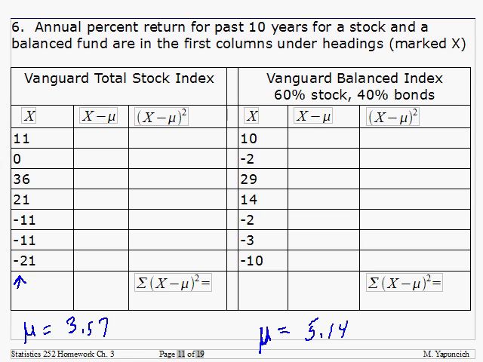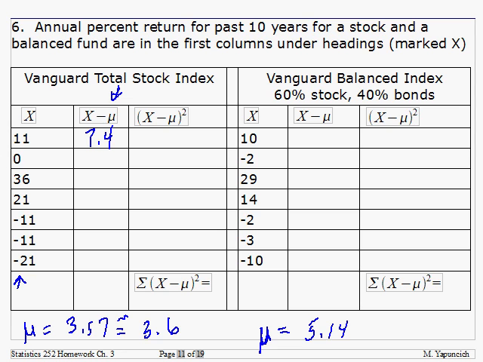I'm just going to work on the Vanguard stock index right now. So here's your mean. We'll just say it's approximately 3.6. Now you look at each data value and you find out how far it is from the mean. So I take each one of these and I subtract 3.6. That's what it says to do right here. So when I do that, I get this column.